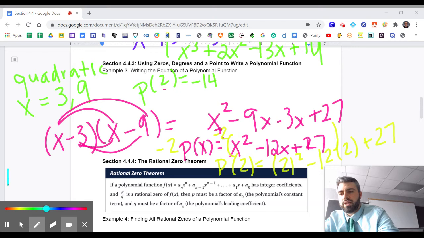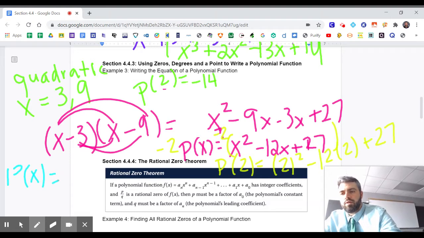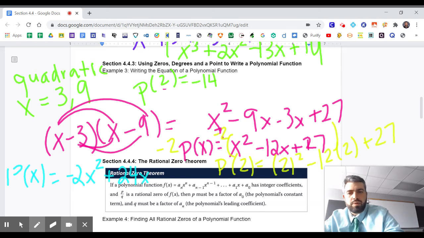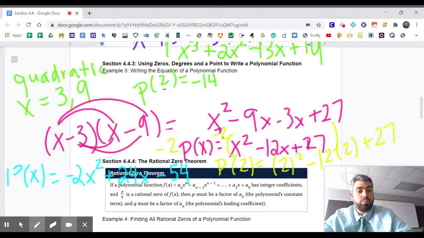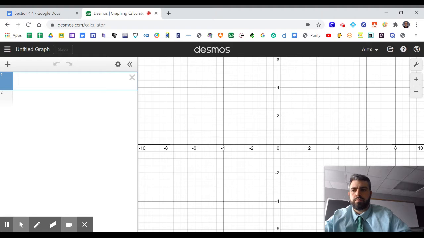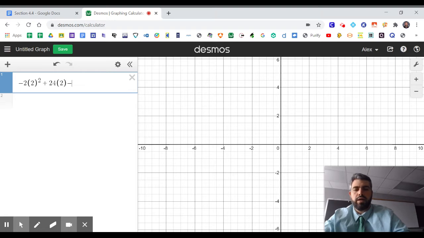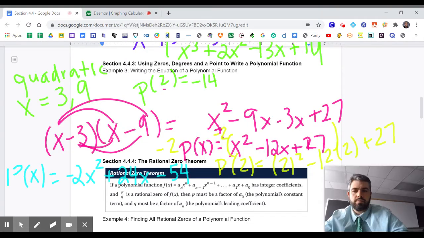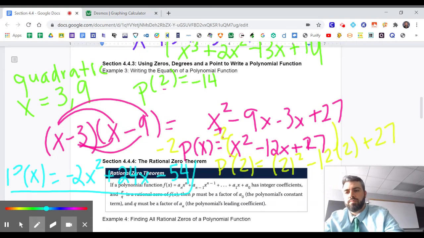And so I'm going to write it over here. So p of x is going to equal -2x squared plus 24x minus 54, right? We multiply everything by 2 and then negative. And so what we can do now is put that value in for x. And so we can check that with the calculator, right? And so we see, okay, it'd be -2 times 2 squared plus 24 times 2, and then minus 54, and I get -14. So for sure, that is correct. So we know that this is our value of p of x right here. That's our function. Okay?